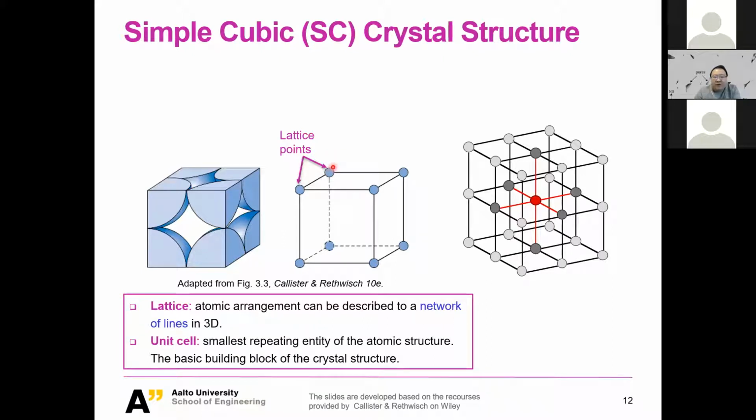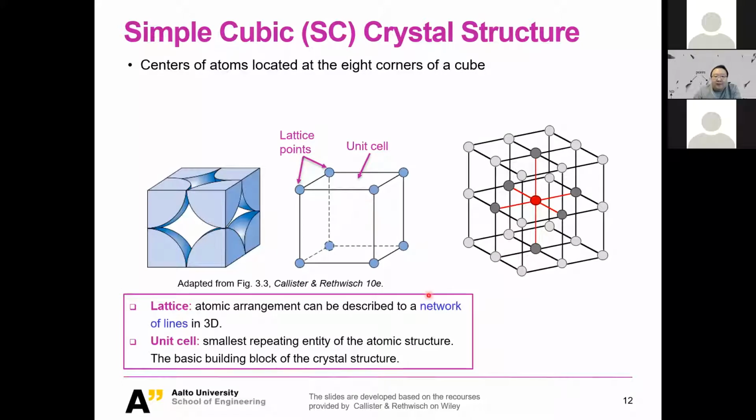All right, so if we try to realize these two concepts in this simple cubic, these are the so-called lattice points, and here, this is the unit cell. Now I'm going to go through some simple characteristics of this simple cubic crystal structure.